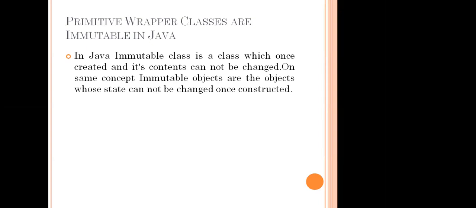Primitive wrapper classes are immutable in Java. What is the concept of immutable? We will discuss it tomorrow. So please remember immutable objects.